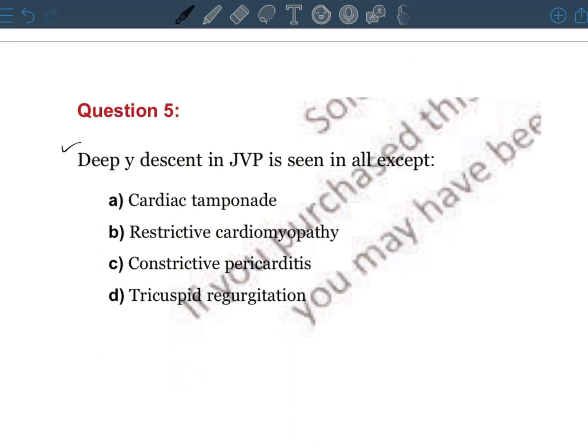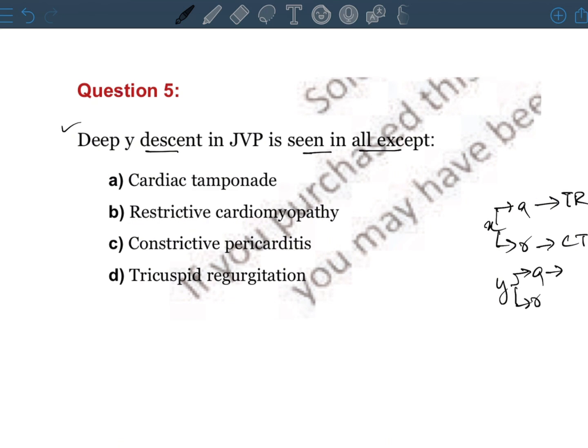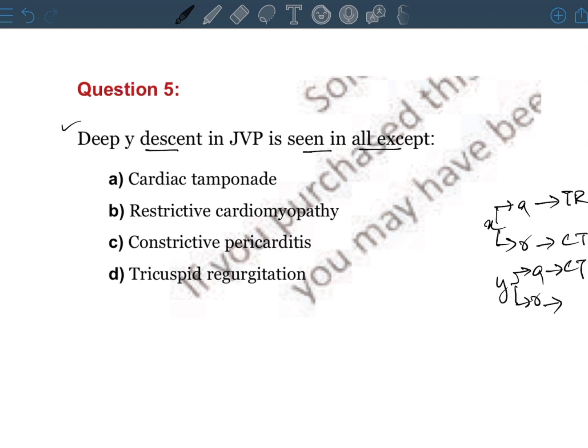Deep Y descent in JVP is seen in all except which? Deep Y descent. So again, X, A, R: A stands for TR, R for CT. For Y, A, R: A will be opposite, CT, and rapid will stand for TR. So deep Y descent means rapid.